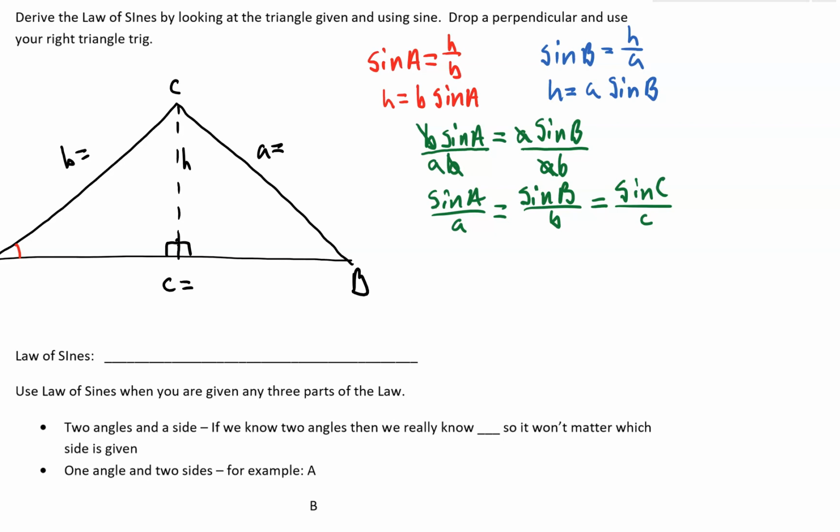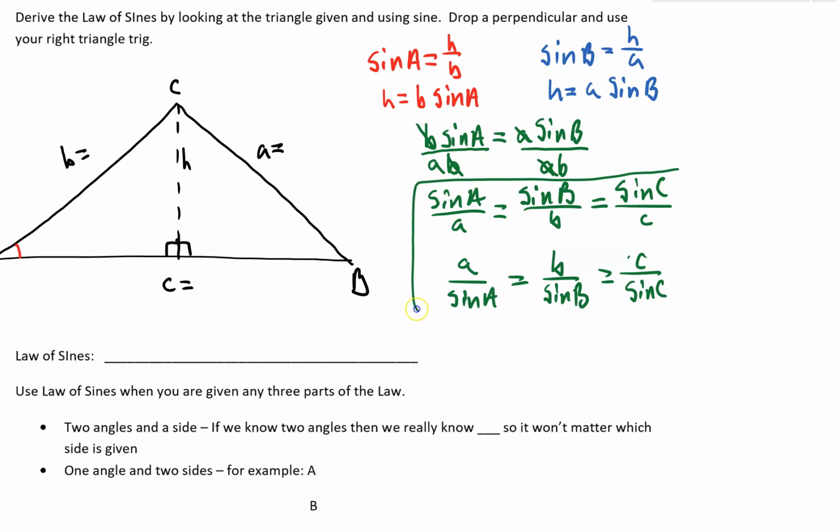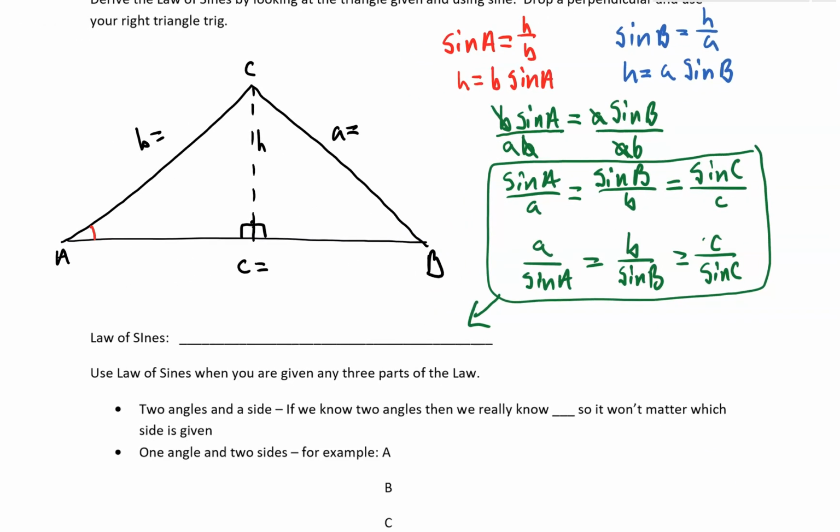Now, inversely, I'm putting sine of angle A over A. This would also have to be the case, that A over sine of A is going to equal B over sine B, which is equal to C over sine C. These are what we call the proportions for the law of sines, which is right here. So hopefully we understand that part of it.